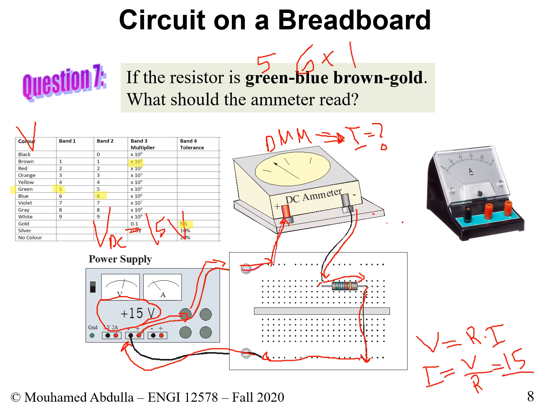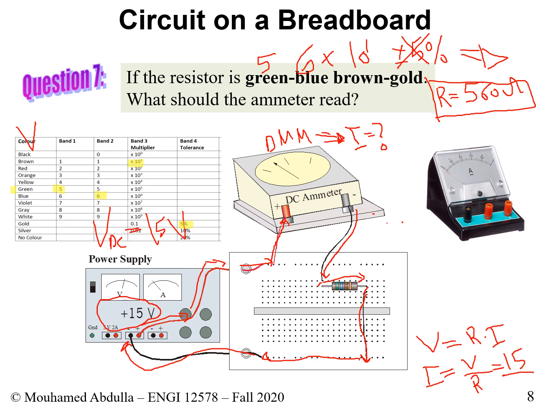Brown is times 10 to the 1. And the tolerance is plus or minus 5%. Okay, so this is 56 times 10, which basically you could say that the nominal value is 560 ohms. This is your resistance. We could relax and ignore the tolerance for now. We could just take the nominal value and ignore the tolerance. And so in here we could just simply put 560.